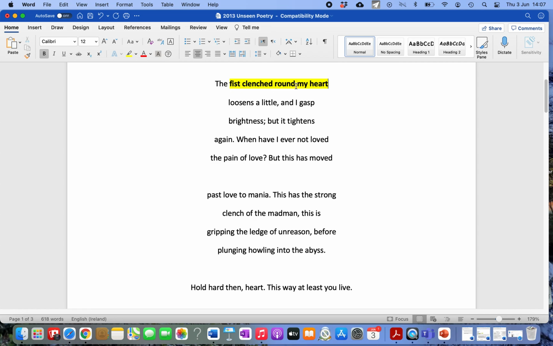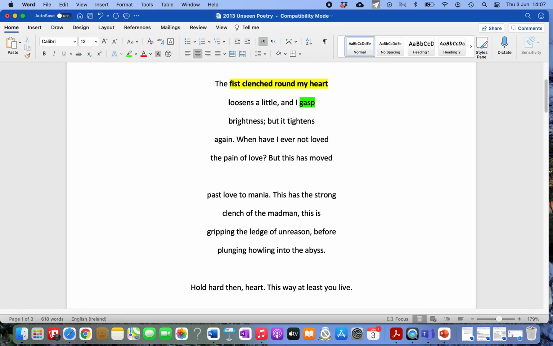"The fist clenched round my heart loosens a little." Again, you have a lovely example of alliteration there. Loosens a little. Very dramatic. "And I gasp brightness." Gasp, onomatopoeic. The sharp intake of breath. And then the imagery. How can you gasp brightness? That appears to be an oxymoron, a contradictory phrase, something that doesn't make sense. But in fact, there's a sense of gasp is a relief of pressure, and brightness is darkness and light imagery, and it's suggestive of a moment of happiness.